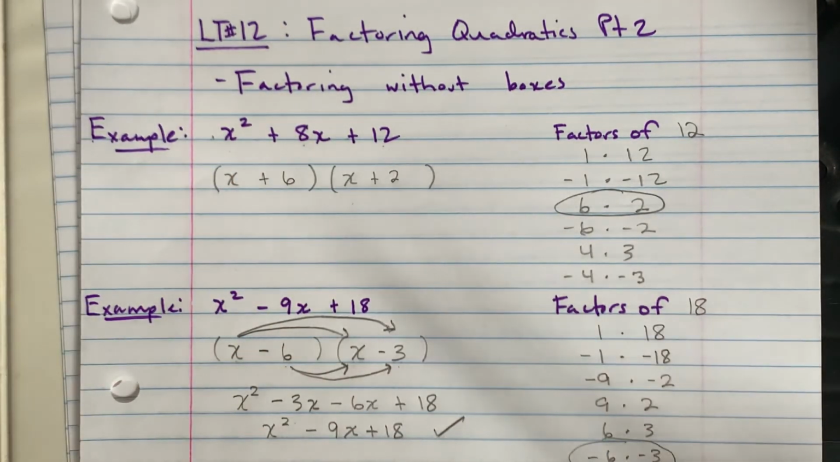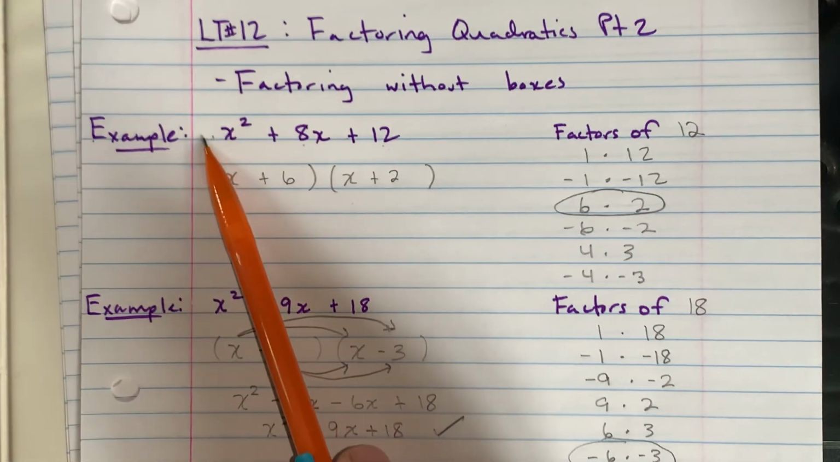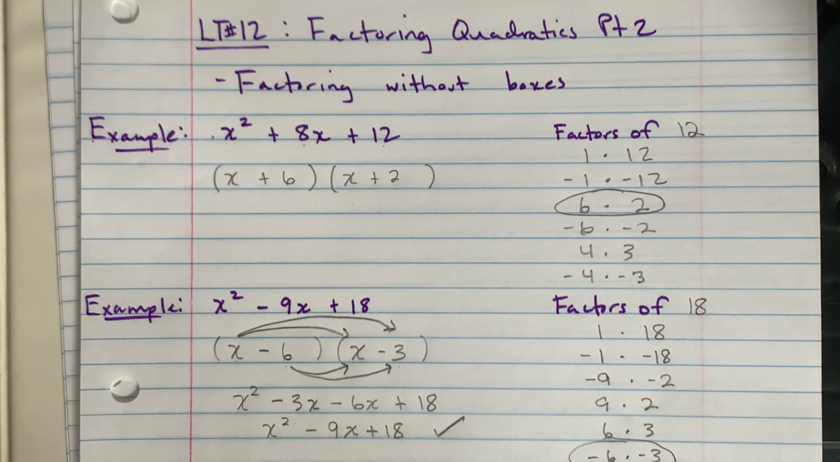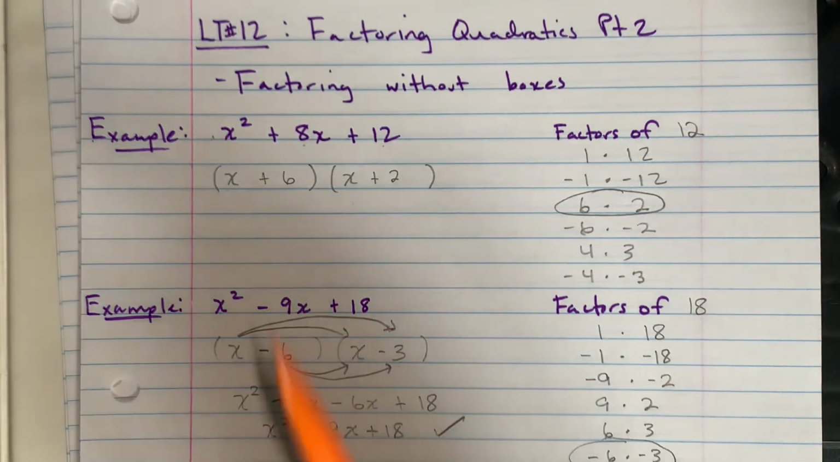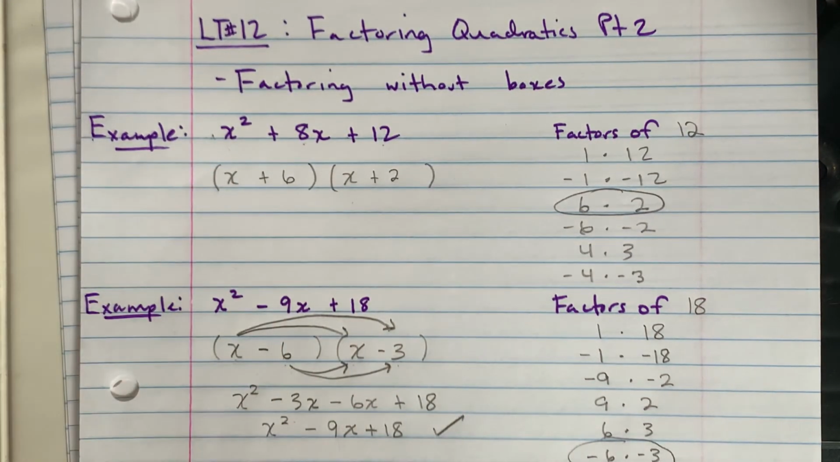And you may be asking yourself, well, does this method work when the A value is not 1? Let's say this was like 3x squared. And the answer to that is, no, this method would not work. Okay, so there's going to be other ways that we can factor quadratics when the A value is not 1. So this method's only going to work when the A value is 1. We'll have to do something else when it's not.